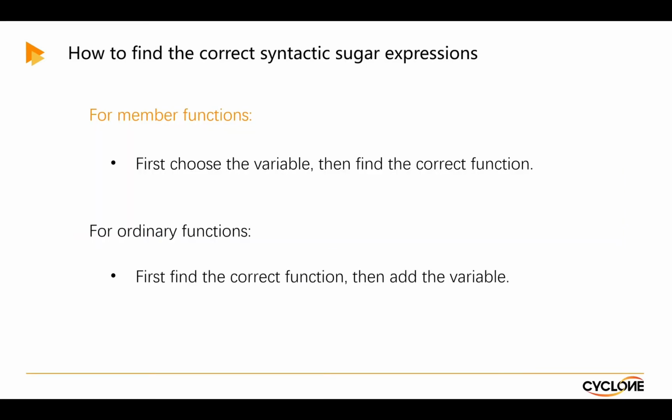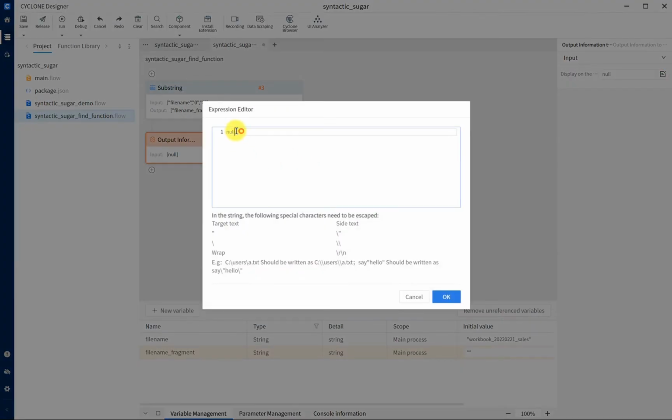There are two ways for us to quickly find the expression that best suits our demand. First, if we already know the variable in need of processing, we can type in the variable name, then add a dot. Then a list of available Syntactic Sugar would appear. If we want to substring, we can type in substring and add a pair of parentheses. When the cursor is in the parentheses, a hint would guide us to fill in the required parameters.